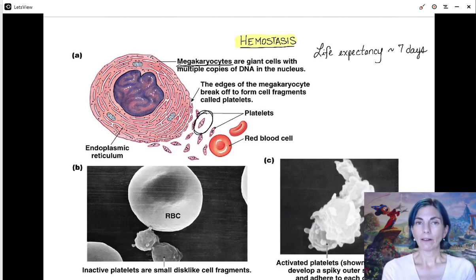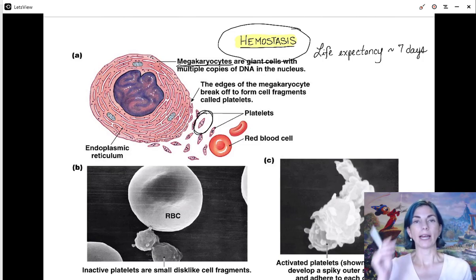And clotting, or the process of clotting and stopping blood from leaving a blood vessel, is called hemostasis. Not to be confused with homeostasis. That means something different. Hemostasis is the process of actually stopping blood from leaving a blood vessel. Keep the blood in the blood vessel.